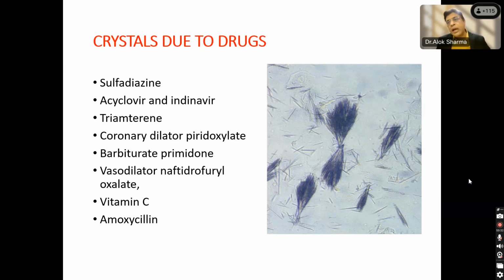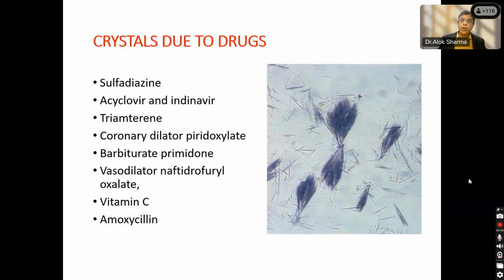And if you have a good clinical background here, for example, the patient is retroviral positive, then you can try and look for acyclovir or indinavir crystals. If the patient is on vitamin C, you can get a lot of oxalate crystals. And even antibiotics like amoxicillin can give rise to crystals in the urine.